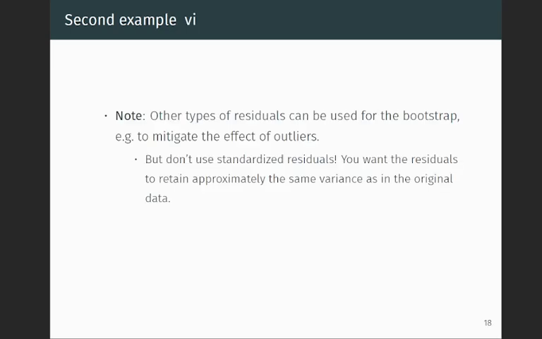Okay. Note that other types of residuals could be used for this. We didn't really talk about the other types of residuals, but you'll probably talk about them in other courses. And this would have the effect of mitigating the impact of outliers on the outcome. But the key thing to keep in mind is don't use the standardized residuals. You want the residuals to retain about the same variance as in the original data. So if you do use other types of residuals, or you see people use other types of residuals, make sure they're not standardized.